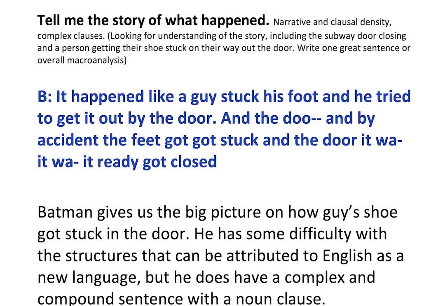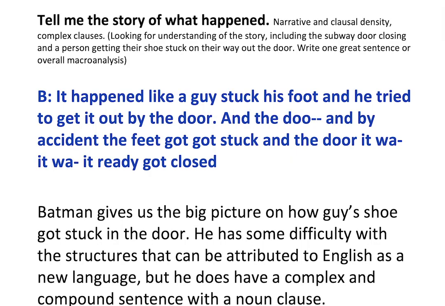So Batman, and we let the kids choose any name they wanted, tells the whole story. It happened like a guy stuck his foot and he tried to get it out by the door. And by accident, the feet got stuck and the door already got closed. So he gives us the big picture on how the guy's shoe got stuck in the door.